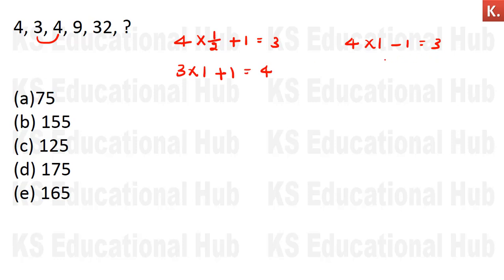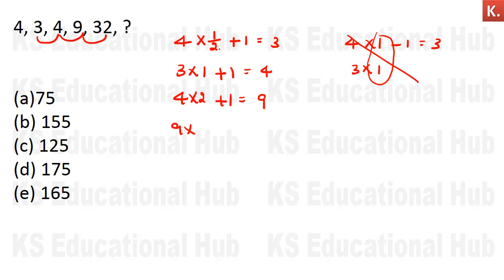But how can 3 be made as 4 here? Again 3 into 1 is equal to 3. But then if it is 1 here and again 1 here, this is not going to follow. This is wrong. Okay. So 3 into 1 is 3, plus 1 is equal to 4. That is correct. How can 4 be made as 9? So to make 4 as 9, 4 into 2 is equal to 8, plus 1 is equal to 9. How can 9 be made as 32?